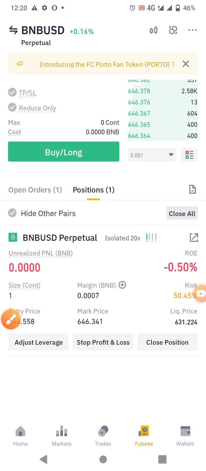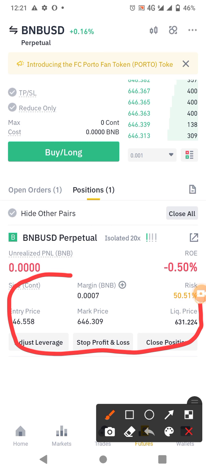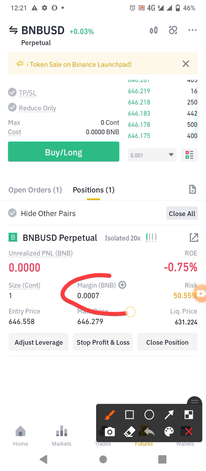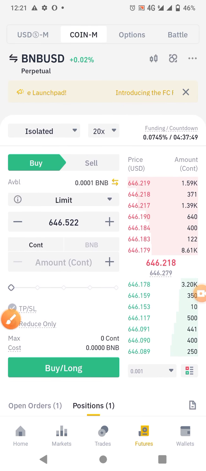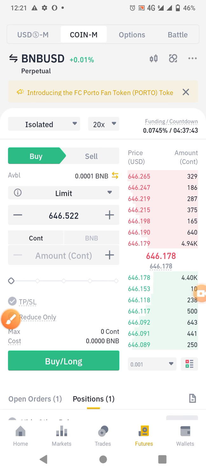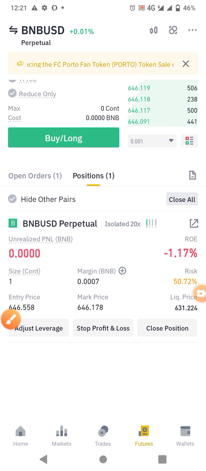Now something new. Let me explain all these things for you, everything here. This size is the count I picked. This margin balance is the amount of BNB I used. You can see I used the minimum. The BNB I had before was 0.008 and it's now 0.0001. That means 0.007 has left. That's why it is here.